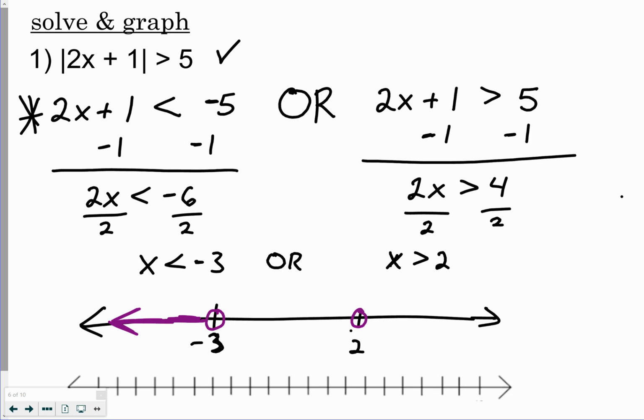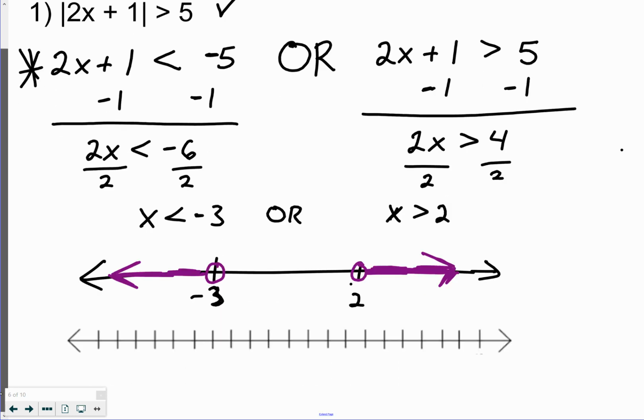Let's wake up, come on. One of the most challenging lessons we're going to do all year, and you're sleeping. What about this one here? Greater than 2? To the right. How can I tell? What are values that are greater than 2, 3, 4, 5, 6? Those are all to the right.